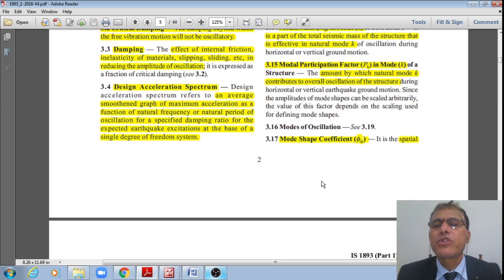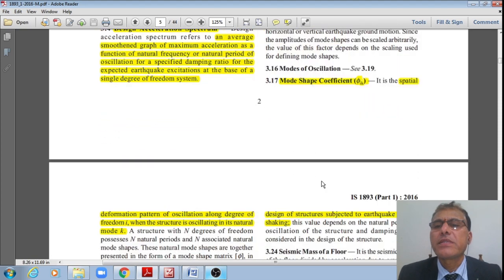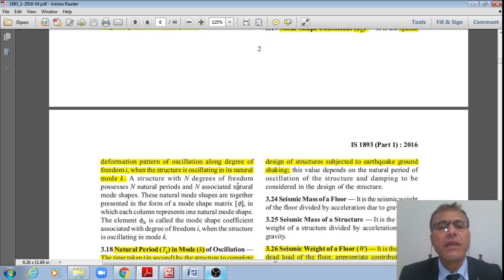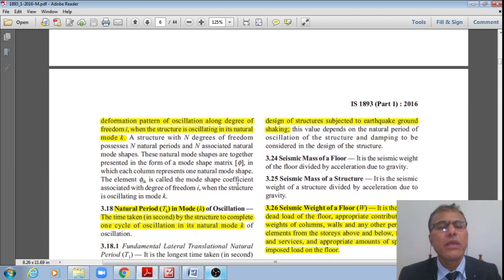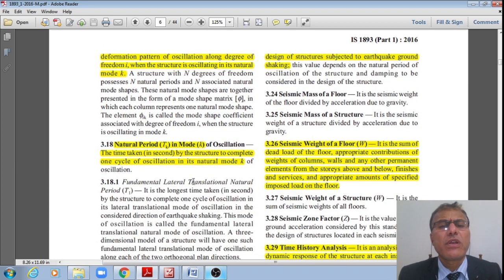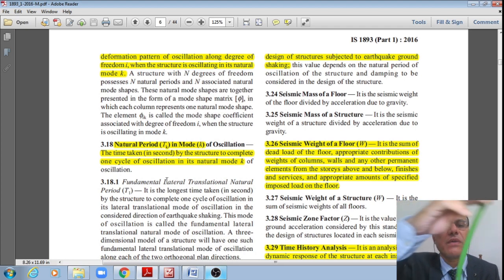Next one, mode shape coefficient phi ik, is the spatial deformation pattern of oscillation along degrees of freedom i, where the structure is oscillating in its natural mode k. This is how it is oscillating in natural mode k. Next one, the natural period Tk in mode k of oscillation, is the time taken in seconds by the structure to complete one cycle of oscillation in its natural mode k of oscillation, like this. What I am now showing is one cycle of oscillation.